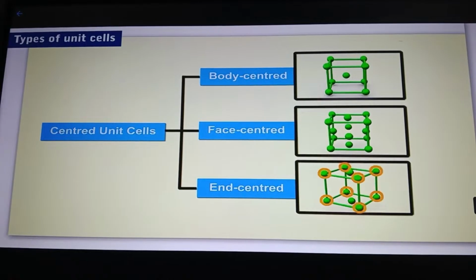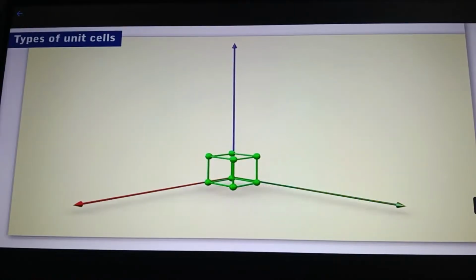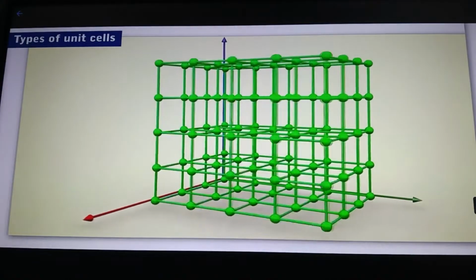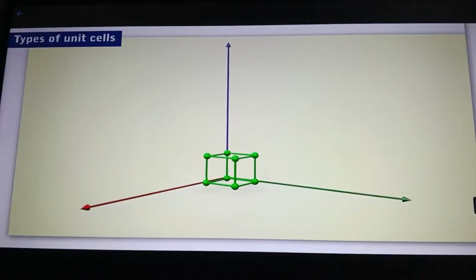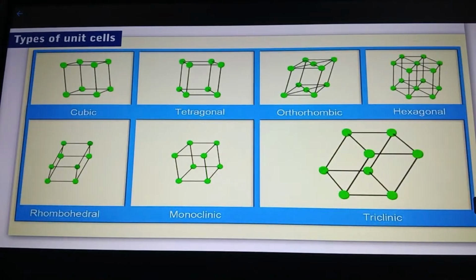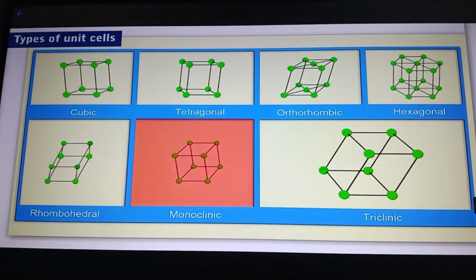An end-centered unit cell has one constituent particle at the center of any two opposite faces, besides the ones present at its corners. You know that a three-dimensional crystal lattice is generated by the translation of lattice parameters A, B, and C. Based on lattice parameters, we have 7 popular crystal systems, namely cubic, tetragonal, orthorhombic, hexagonal, rhombohedral, monoclinic, and triclinic.